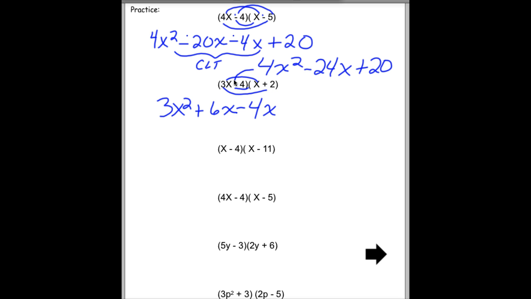And again, the only mistake I see sometimes is people like to add these last words. Multiply first, multiply outsides, multiply insides, multiply lasts. And negative 4 times positive 2 is a minus 8. I'll lump these two together. I'll get 3x squared plus 2x minus 8.